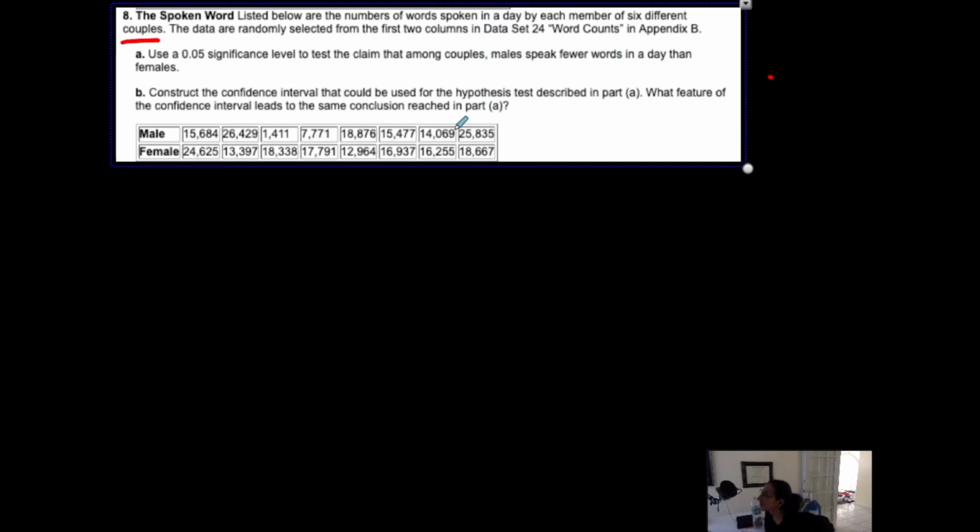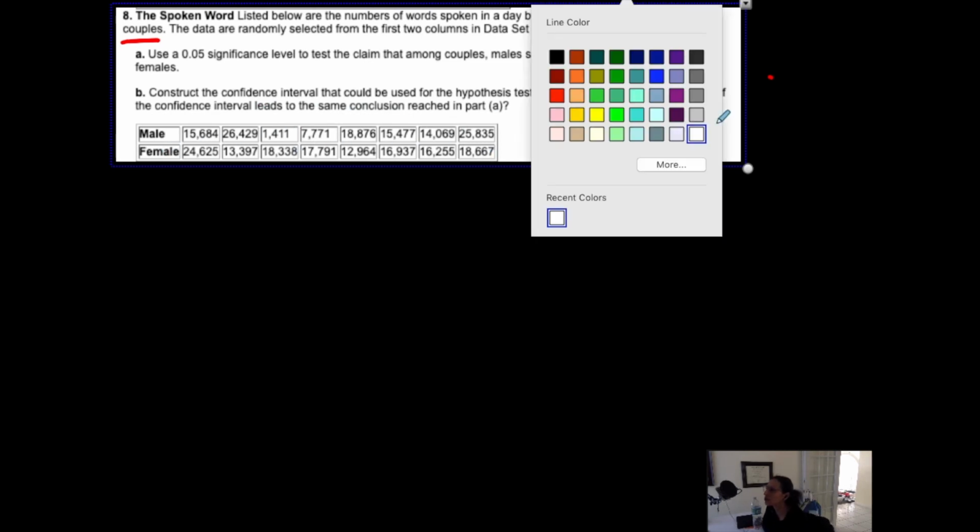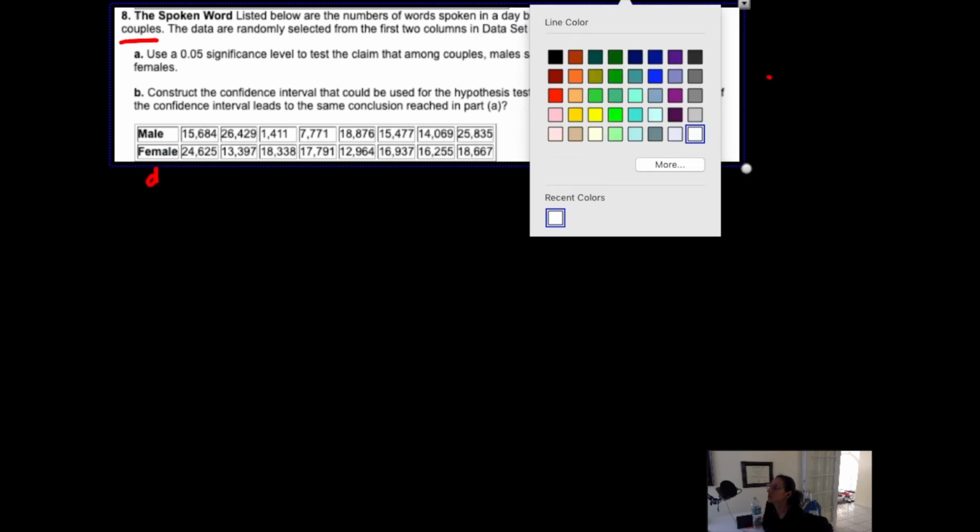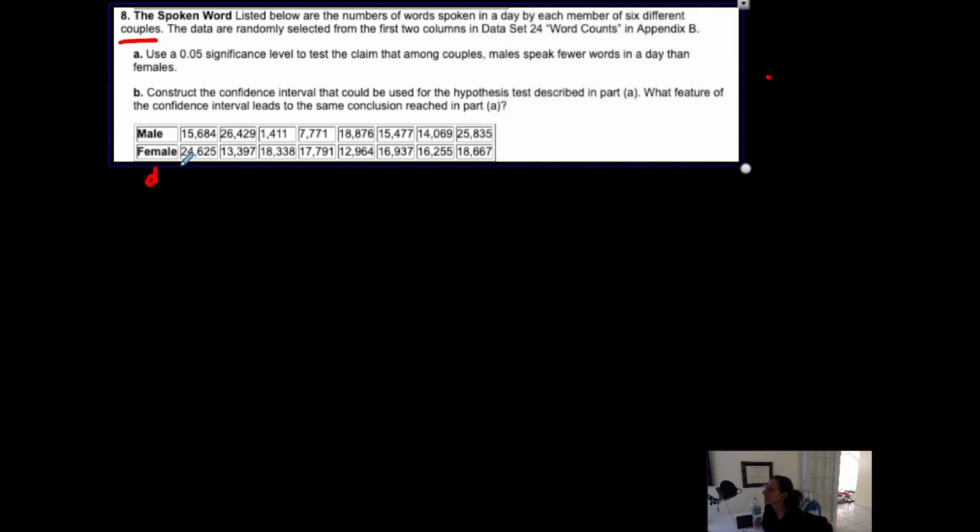That's a funny claim, right? So first of all, you have your males and the number of words that they speak per day, and then females and the number of words that they speak per day. So let me show you what some of the terminology means. So D, if I were to extend this and create another row, D, the differences, this would be the differences or subtraction between male and female.